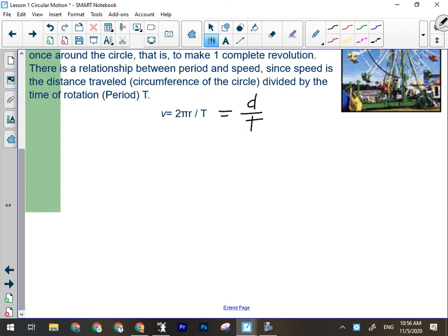When you're doing this on your calculator, should you use the pi button or 3.14? Pi button, definitely pi button.